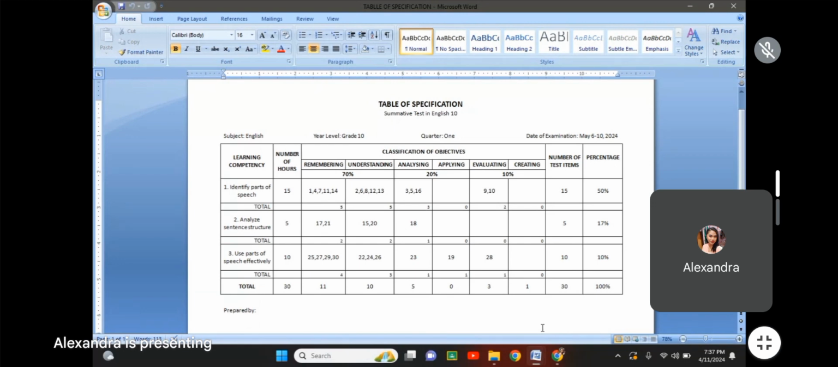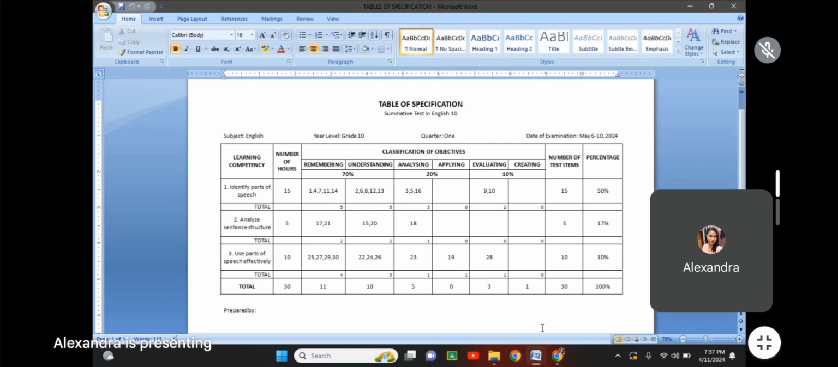For number two, we have 30 times 0.17, and we get 5 items. Then number three, use parts of speech effectively, 30 times the percentage of 0.10, so we get 10 test items.